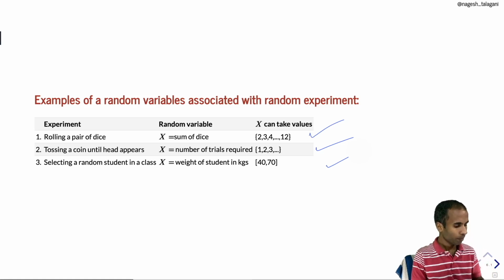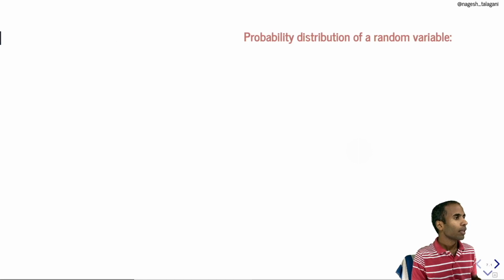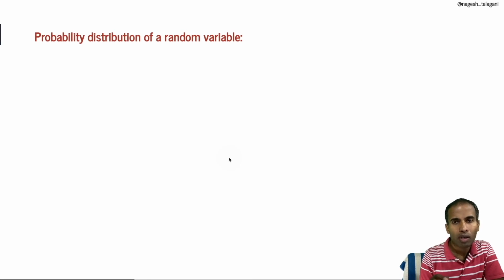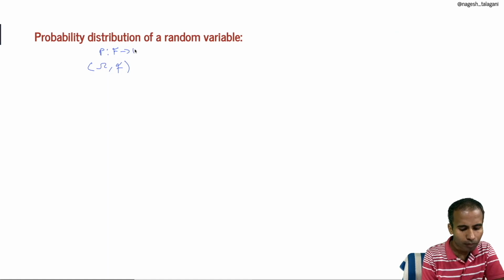Okay, fine. Next, the probability distribution of a random variable. First of all, we have a probability structure on our original measurable space omega, script F. That is, we have a probability function P from script F to R.